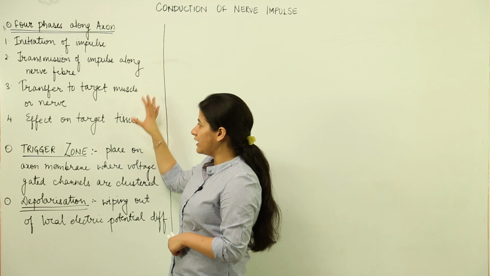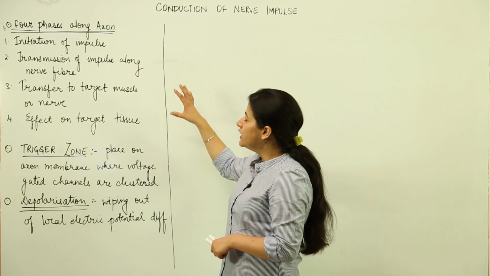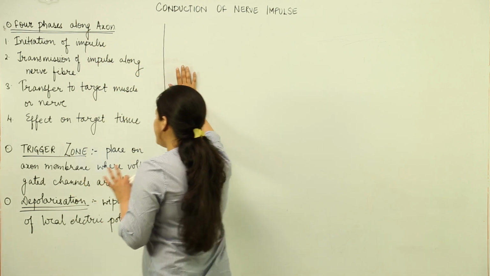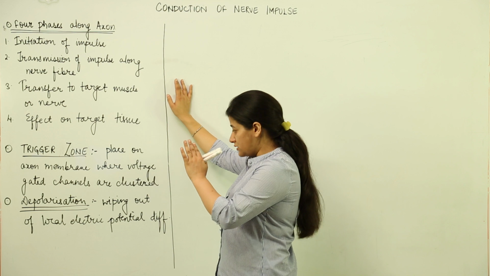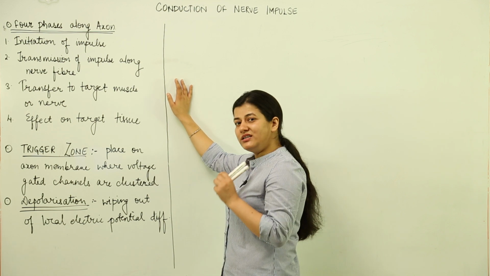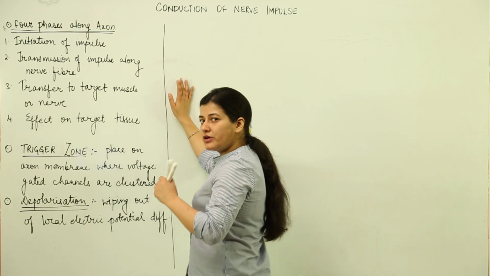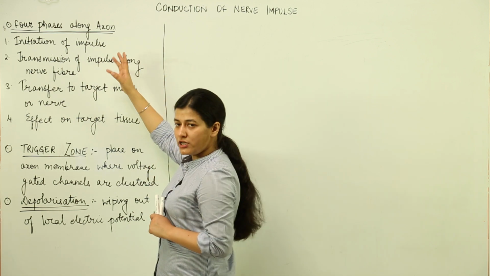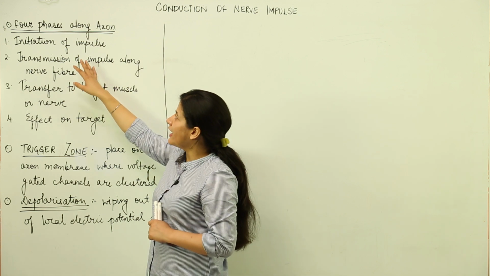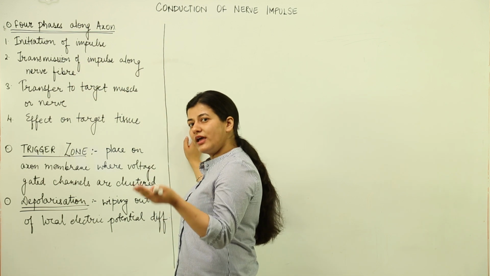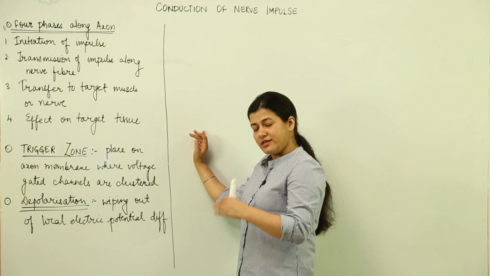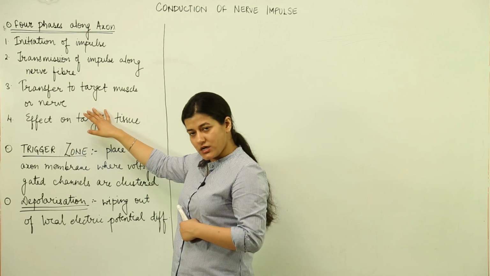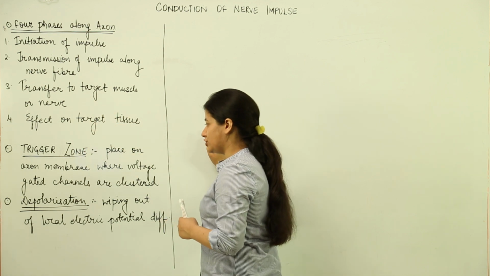There are 4 phases along the axon. We have discussed it earlier as well, and now we are going to recall it. First of all, there has to be an initiation of the impulse, and please pay attention that whatever is going to be studied henceforth would be in terms of potential difference only, because the neuron understands that language itself. The initiation of the impulse would be a change of charge and potentials, of course. Then that impulse would be transmitted, again according to the potential differences and the charge flow that would take place. Then there is transfer to the target muscle or nerve, and then there is an effect on the target tissue.